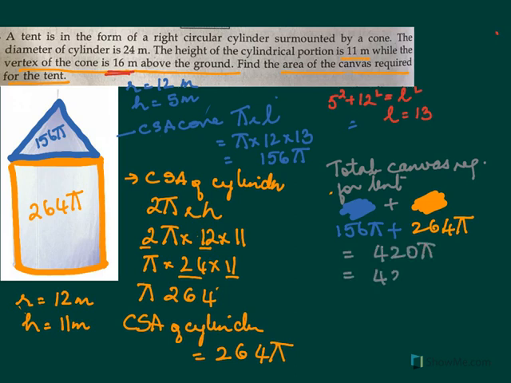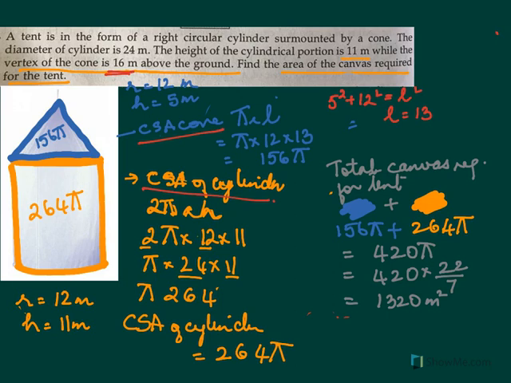Now I'm going to substitute the value of pi, and my pi is 22 by 7, and when I work this out it becomes 1320 meters square. For the last part we need to find the cost, oh, they didn't ask for the cost, so here we got the answer. We don't need the cost. 1320 meters square. So just to go over what we did, first we found the CSA of the cylinder, the CSA of the cone, and we added it up.